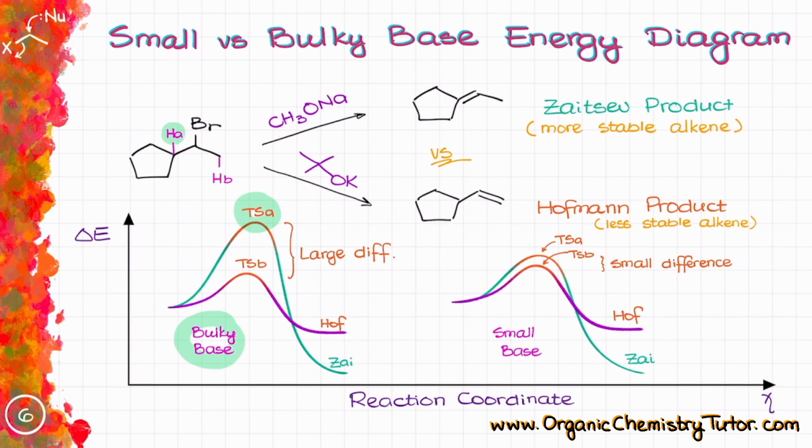So the activation energy for that particular step is going to be relatively high, which means that in the case of the bulky base, the formation of the Zaitsev product, which is over here, is going to be extremely slow. Well, in the case of the smaller base, the transition state involving the hydrogen A or the proton A is significantly lower. So we're not going to have any problems going after the Zaitsev product here because it is more thermodynamically stable and the difference between the two transition states is negligible.